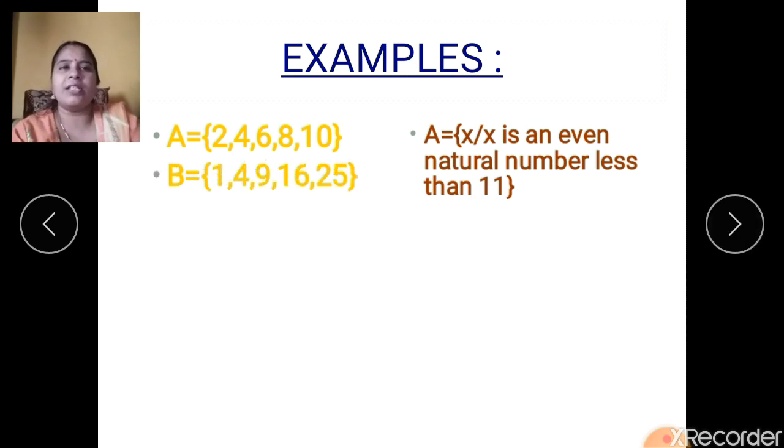Let us see the second example. B is equal to 1, 4, 9, 16 and 25. Have a look at it. Can you identify the property? What is defining this set? It's 1, 4, 9, 16, 25. If you have got it, well and good. If not, I'll tell you, these are perfect square numbers. See this first one: 1 is the square of 1. This is the square of 2.